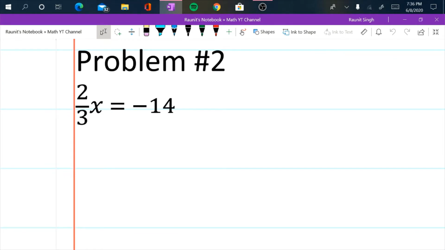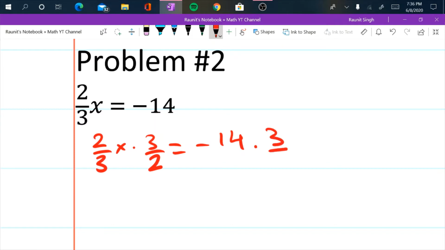Okay, so problem number 2. 2 over 3x equals negative 14, and we have to solve for x. In order to get rid of the fraction, we have to multiply it by the reciprocal, which is 3 over 2. So we would do 2 over 3x times 3 over 2 equals negative 14 times 3 over 2. And then this stuff would all cross out, and you would just get x equals, this stuff would cross out, where you get 7. And then you would get negative 21.